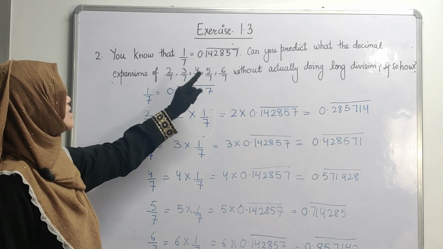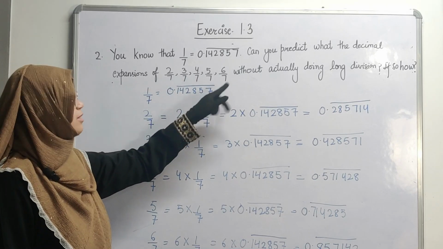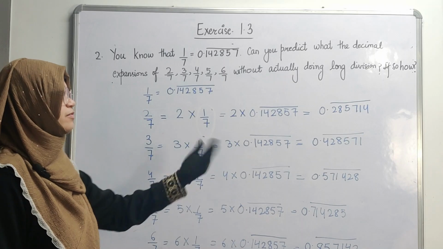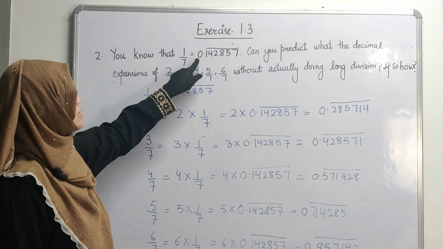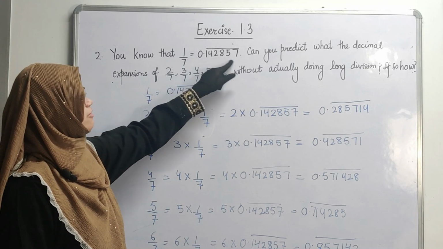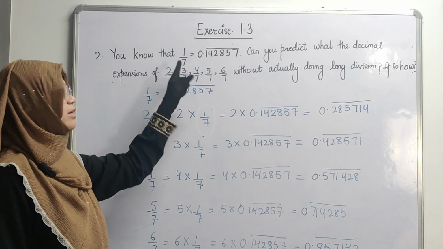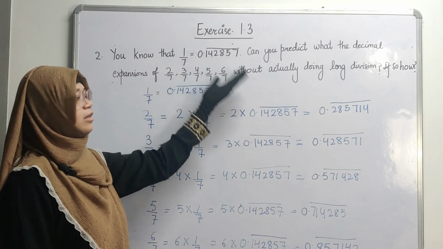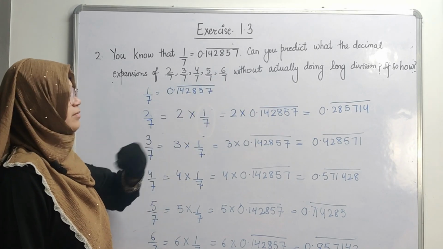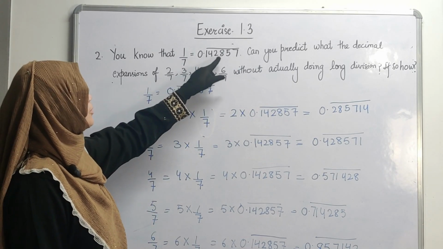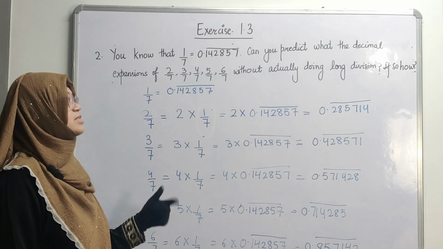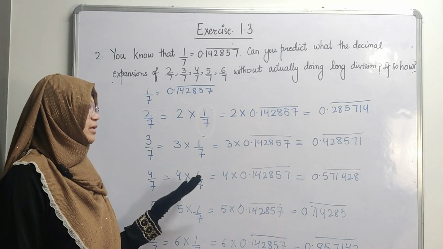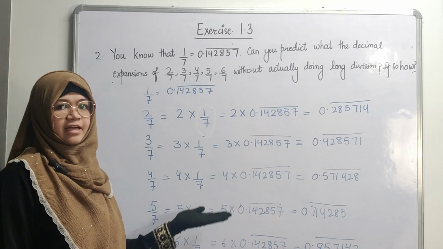4 by 7, 5 by 7, 6 by 7 without actually doing long division, with the help of the value of 1 upon 7, which is equal to 0.142857 whole bar. The whole bar shows you that the numbers are non-terminating and repeating. I hope you understand this answer.